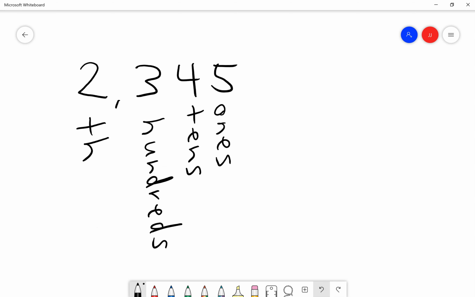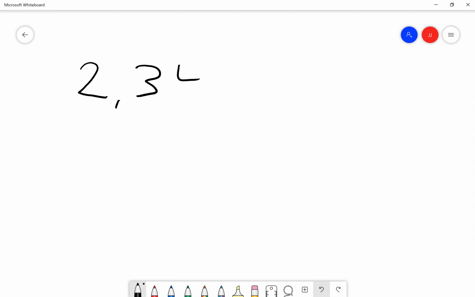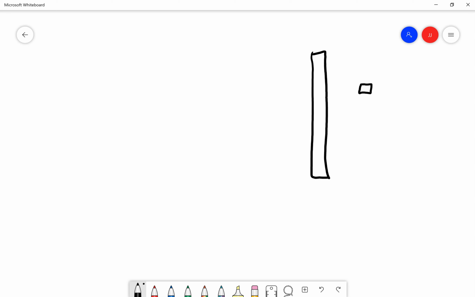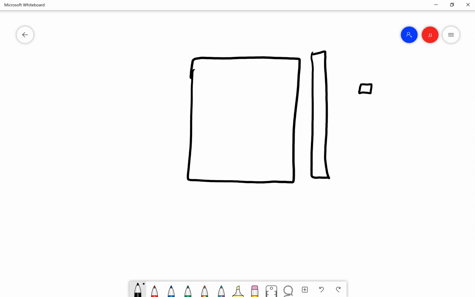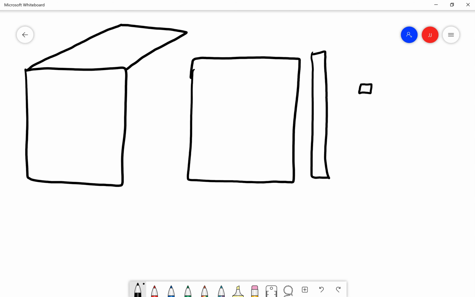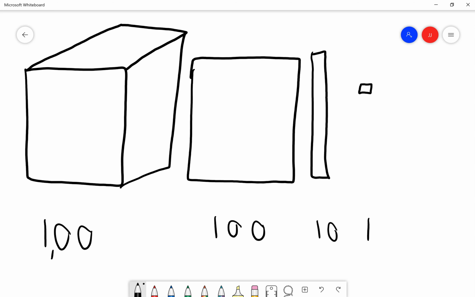So, here I am going to draw a 1. This represents a 1. This one here represents a 10. A big one like this represents 100. And finally, a cube represents 1,000. Okay, so here we have a 1. This represents a 1. This represents a 10. This represents 100. And this represents 1,000.